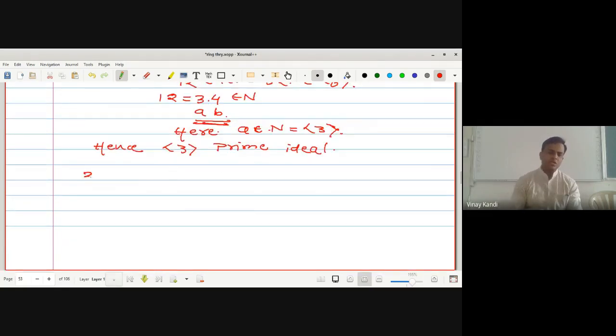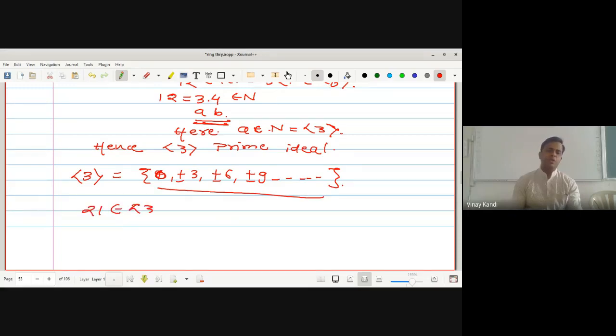कळत नसेल तर लक्ष द्या. जनरेटेड बाय 3 ला प्राइम का म्हणायचं? प्लस मायनस 0 प्लस मायनस 3 प्लस मायनस 6 प्लस मायनस 9 अप टू सो ऑन. त्याच्यातला कोणताही एलिमेंट घ्या. 21 belongs to generated by 3. So 21 we can write in the form of 7 into 3. So this is a, this is b. Okay, the 21 तुमचा that is a into b is generated by 3 मध्ये असेल.